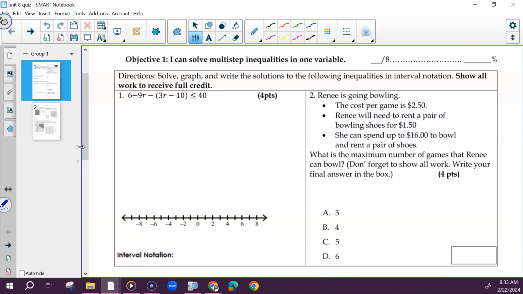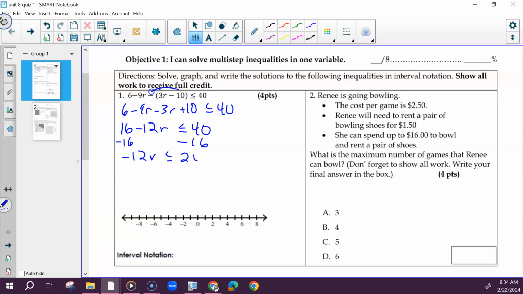So for the first one, we have to distribute the negative. Combine our like terms. And then get rid of 16 and divide both sides by negative 12. That would have changed the direction of the sign. So that would have been closed at negative 2 going to the right. So that would have started at negative 2 with a bracket and ended at infinity.